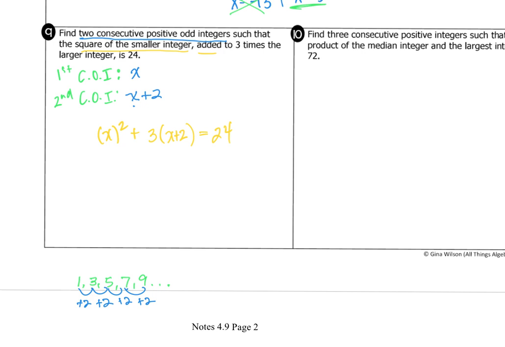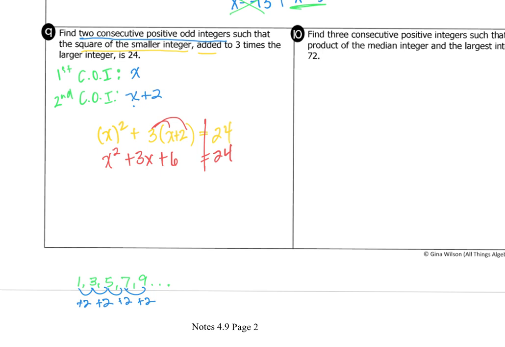So we just set it up as an equation, and we're good to go. What does it look like we can do here? Well, x squared is x squared, and then we're going to distribute 3 to get 3x plus 6. It's equal to 24. Not so bad. We have a quadratic now.